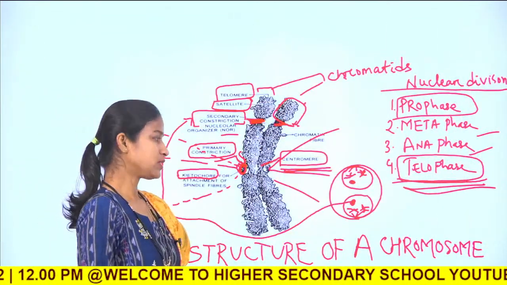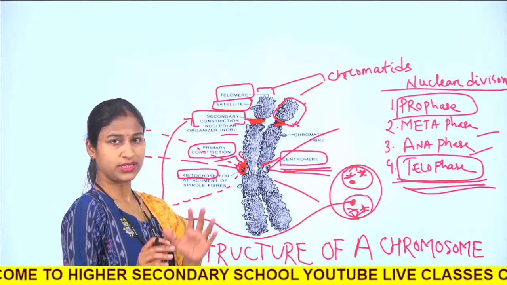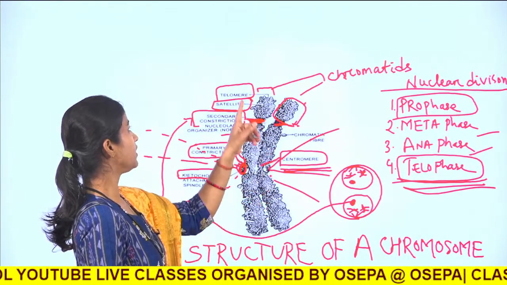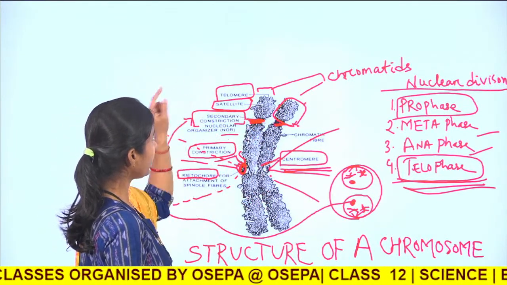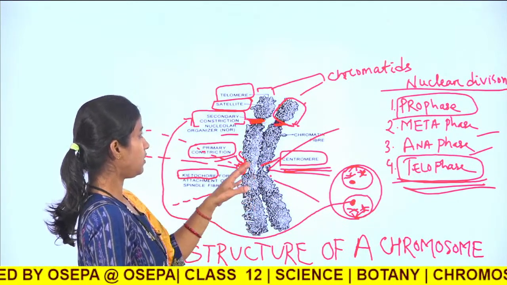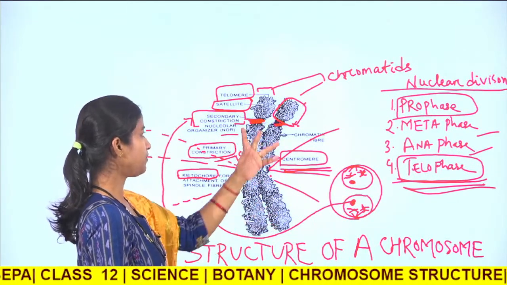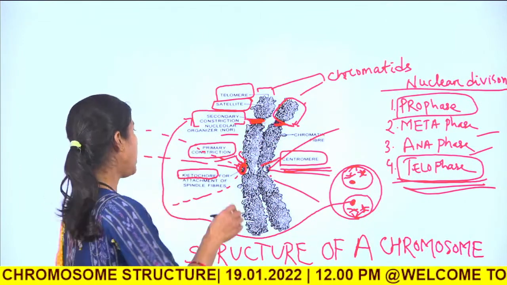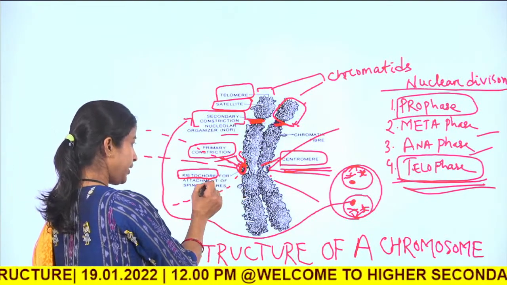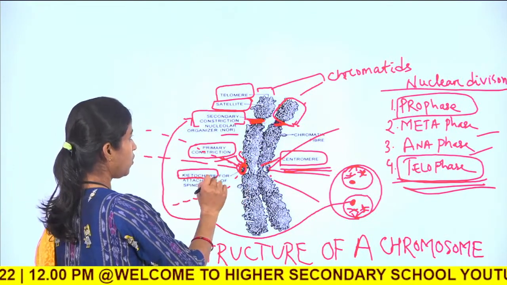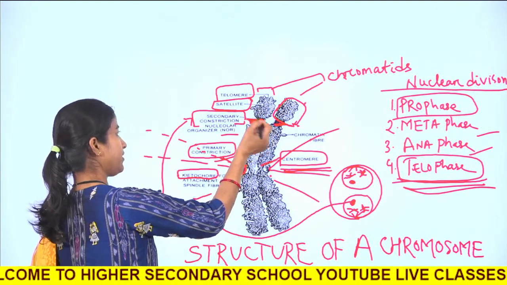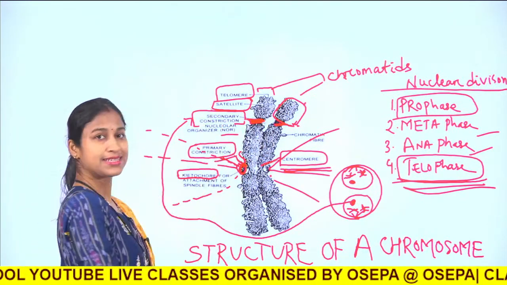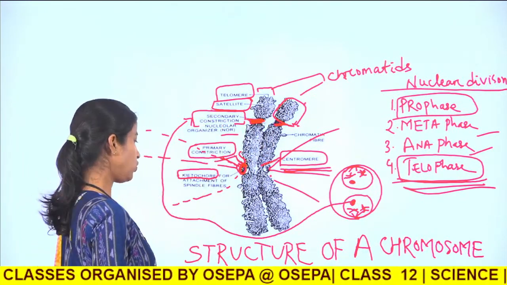Anyways, now this is the structure of a chromosome once again. What are the main features? There is a centromere, there is a telomere, and there are the chromatids, a short arm and a long arm. Besides that, some of the chromosomes have a primary constriction near which there is a kinetochore, and there is a secondary constriction which gives rise to a structure known as a satellite. So we will go to the next one.